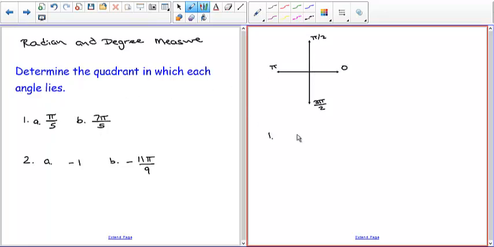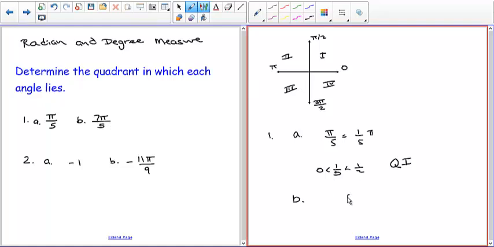So for problem number 1, you've got pi divided by 5, which is 1/5 pi. And you see the first quadrant, which is here, so let's put our quadrants on there. The first quadrant is between 0 and half a pi. So a fourth, since a fifth is greater than 0 but less than a half, it's going to be quadrant 1. Okay, B, 7 pi over 5.